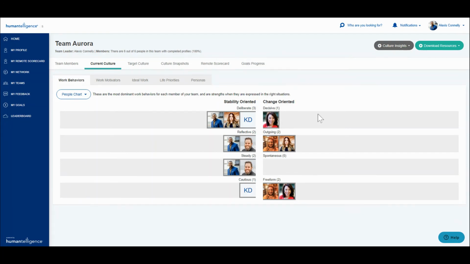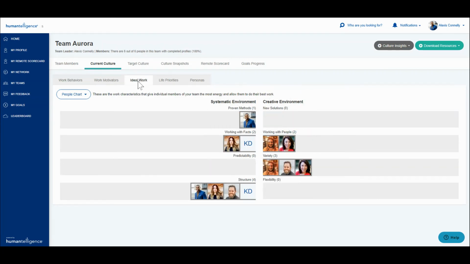Another example might be to make note to ask your more reflective team members if they have specific thoughts to share. Your outgoing team members may tend to dominate conversations. Let's switch over to the ideal work people chart for our third example.